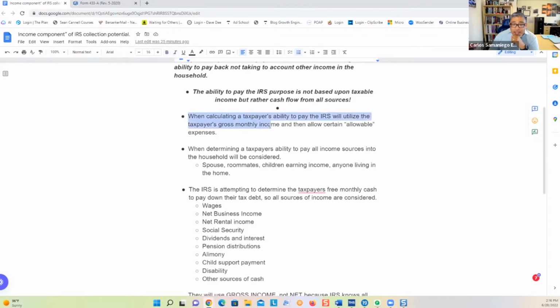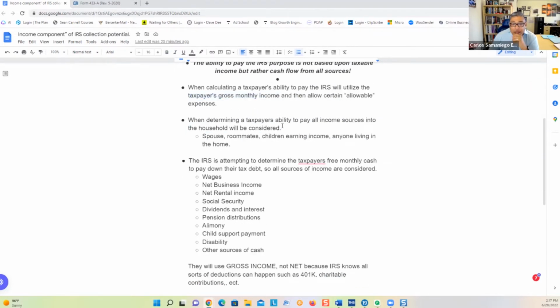When calculating the taxpayer's ability to pay the IRS, they will utilize the gross monthly income and then allow certain allowable expenses. We're not going to talk about the allowable expenses, but let's talk about this gross monthly income. As I mentioned earlier, they're looking at gross monthly income coming in from all sources. So when somebody comes to you with a big tax bill, you have to pay attention to who lives in the house and who contributes to the household income. It may be a spouse.